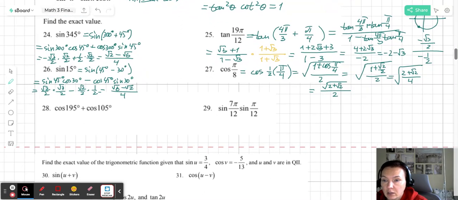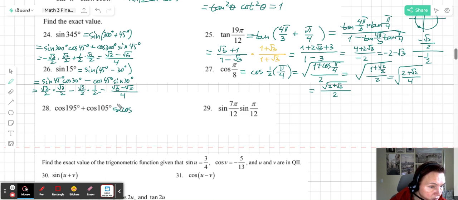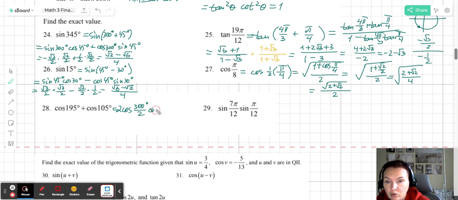And then we are going to be adding cosine 195 plus cosine 105. There is a formula for that as well. This one is going to be equal to 2 cosine of half of the sum times cosine of half of the difference. So half of the sum, 195 plus 105, that's going to be 300 degrees over 2, and then cosine of half of the difference, 195 minus 105, that's going to be 90 over 2, which we simplify to 2 cosine 150 degrees times cosine of 45 degrees.